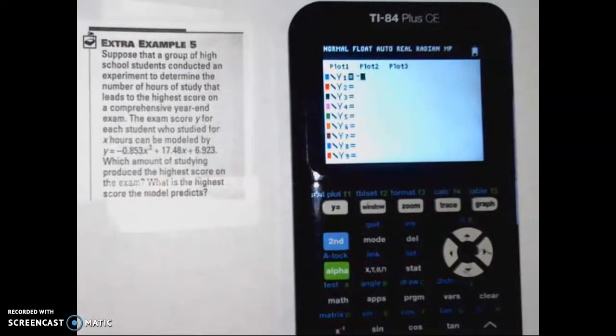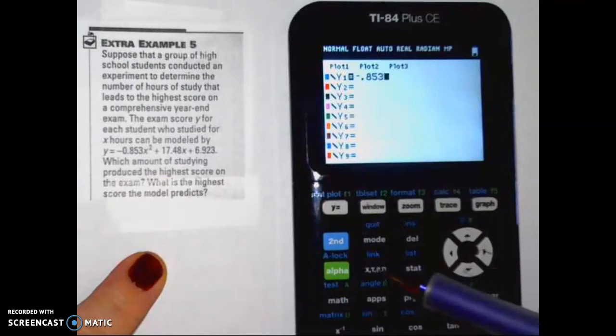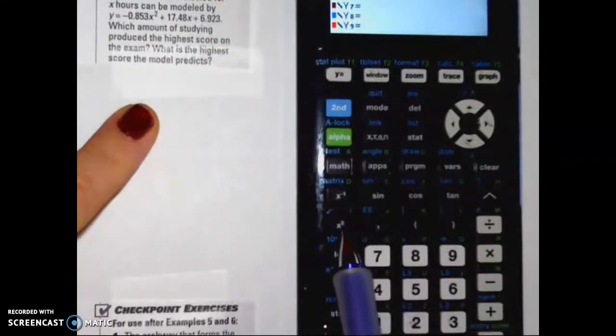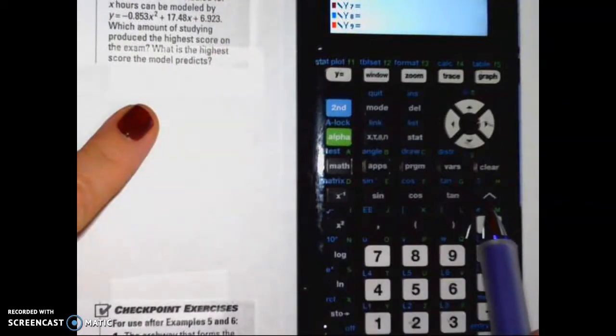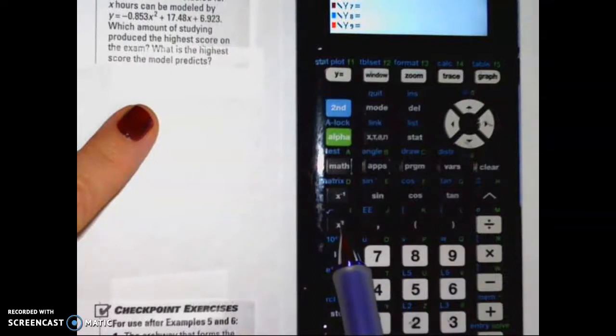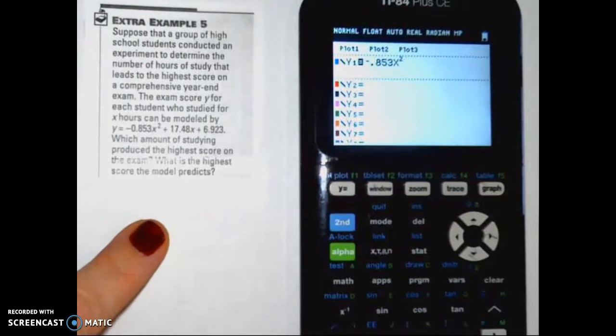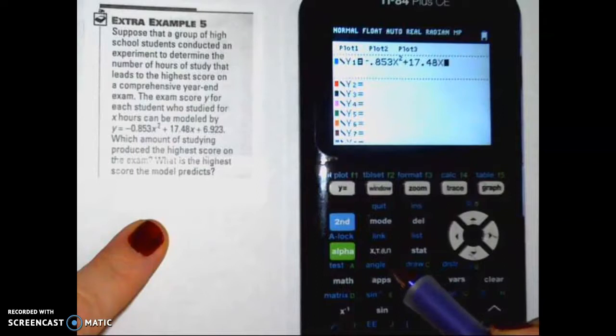So it's a negative 0.853, and here's your x. When you square it, you can either use the squared key, which is right here, or you can use the caret and then type a 2. I'm going to use the squared, and it looks like that, plus 17.48x, your x is up here, plus 6.9.